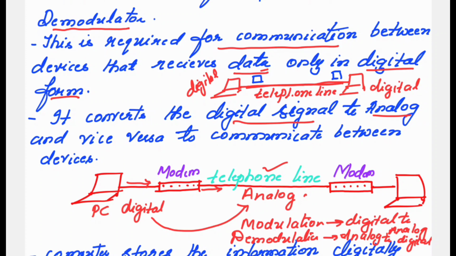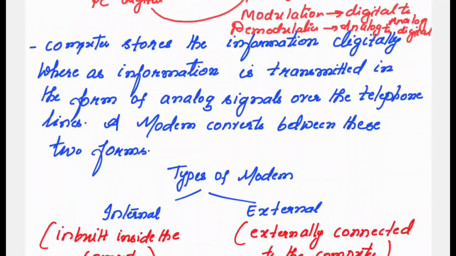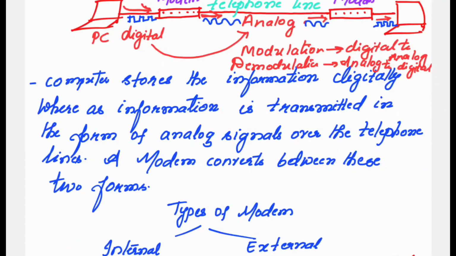At the sender side, the modulator part of this particular device will function and it will convert the digital to analog, and at the receiver side, the demodulator unit of this device will function and it will convert analog to digital. All these are the digital signals, analog signals. So these analog signals will travel, then finally here you have the digital signals at the receiver side. So this becomes very simple to understand with this diagram. Computer stores the information digitally, whereas information is transmitted in the form of an analog signal over the telephone line.